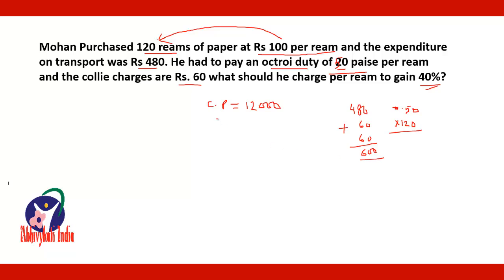So the total expenditure is equal to 600 rupees, and so the total cost price of 120 reams will be 12,600 rupees. Now on this he has to gain 40%. He wants 40%. So what should be the charge per ream that we have to calculate?